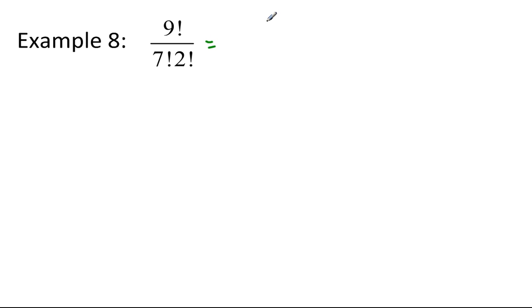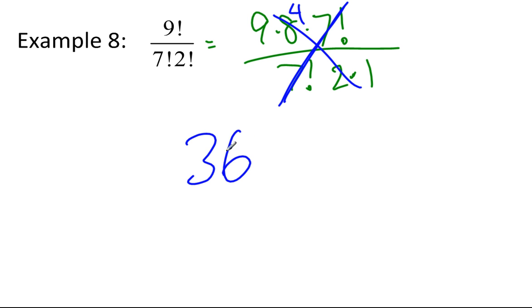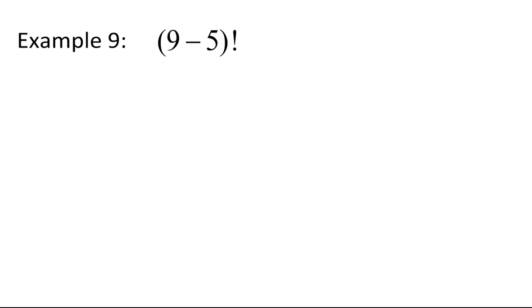Alright, so same thing here. We got 9 times 8 times 7 factorial over 7 factorial, 2 times 1. 7's will go away. 8 divided by 2 makes 4. So 4 times 9 leaves us with our 36. There is our answer. Now you don't have to divide that by 2 there. You can do 9 times 8 and get your big number, divide that by 2 and get your 36. It's up to you. I like canceling when I can.